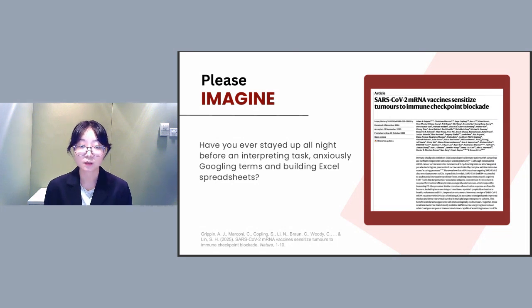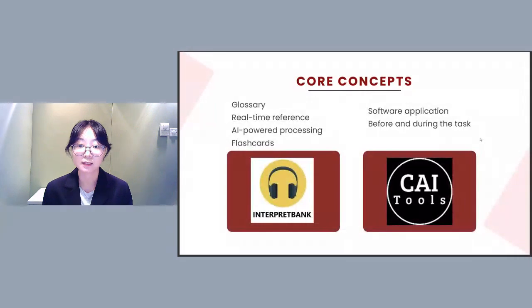I believe this scenario is every interpreter's nightmare, since getting prepared for terminologies is one of the most time-consuming yet critical phases of our work. Today, I'm going to introduce a tool that transforms this nightmare into a manageable task, which is called InterpretBank, a computer-assisted interpreting tool. For those new to the term, computer-assisted interpreting tools, also known as CAI tools, are software applications designed to support interpreters before and during the task, helping with glossary creation and real-time reference.